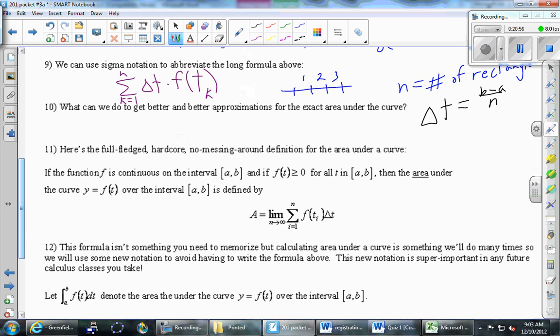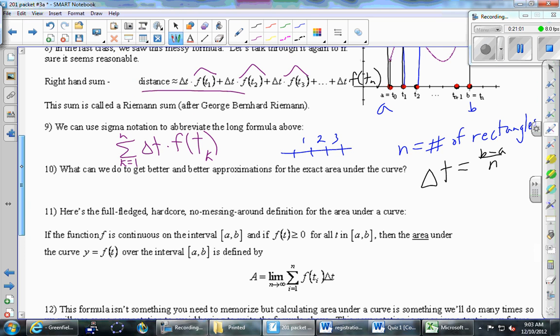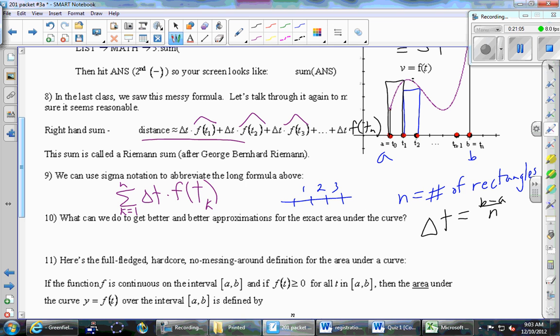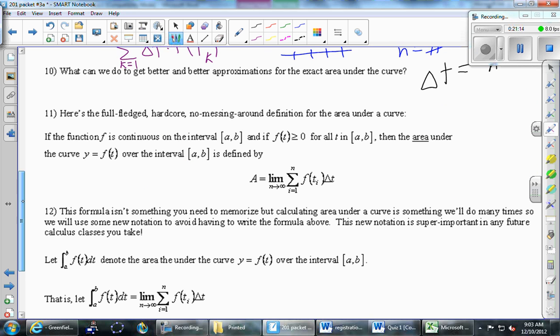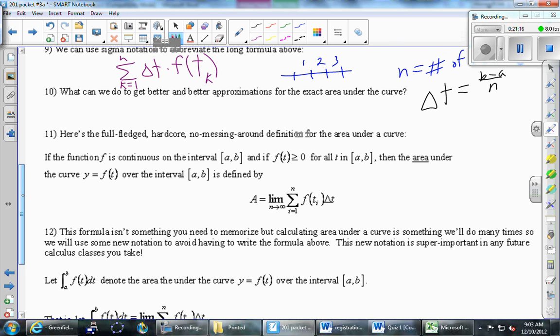Okay, 10. What can we do to get better and better approximations for the exact area under the curve? So let's send n to infinity, right? Instead of using 4 rectangles or 400 rectangles, let's use infinitely many rectangles. So that's what we're going to do. Number 11, full-fledged, hardcore, no messing around definition for the area under a curve.